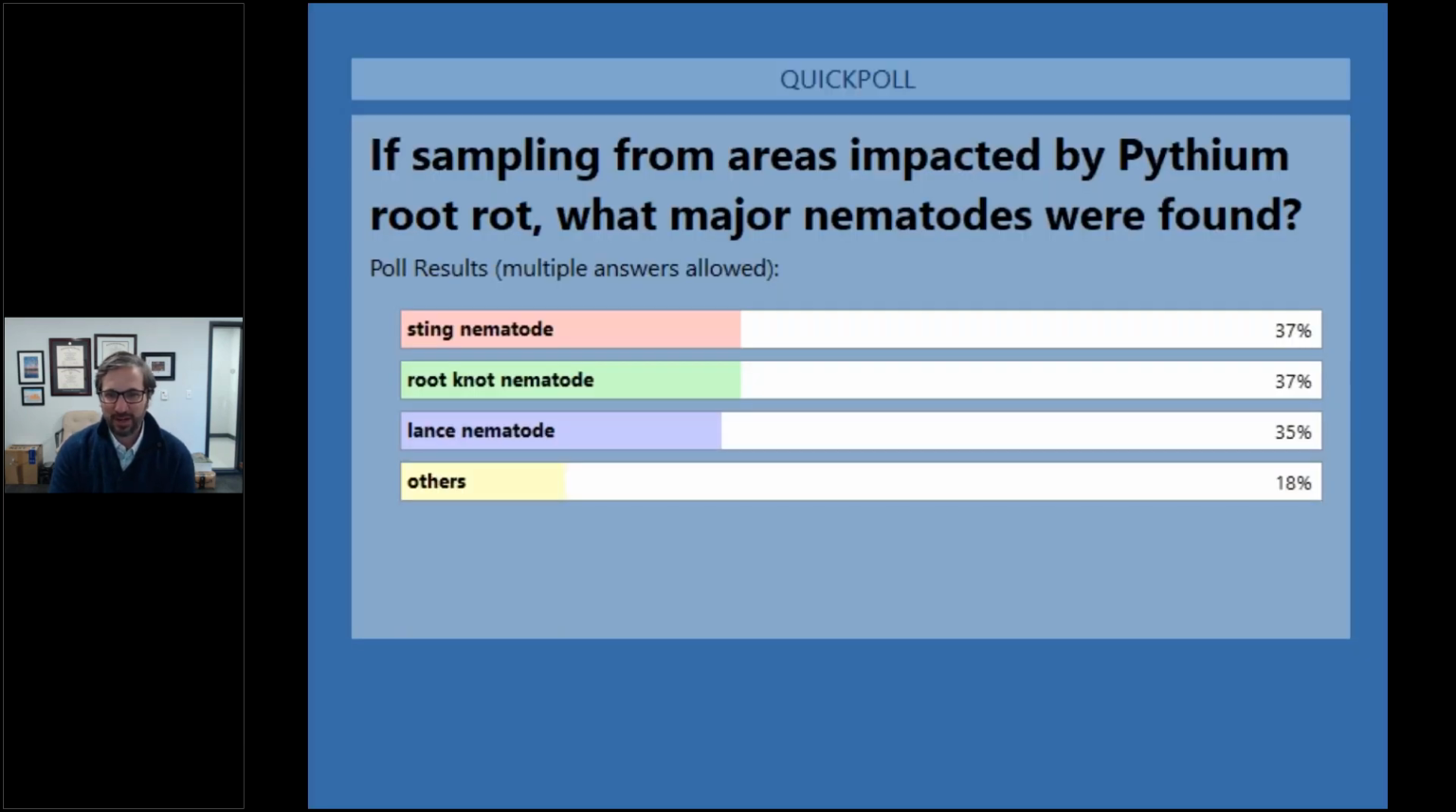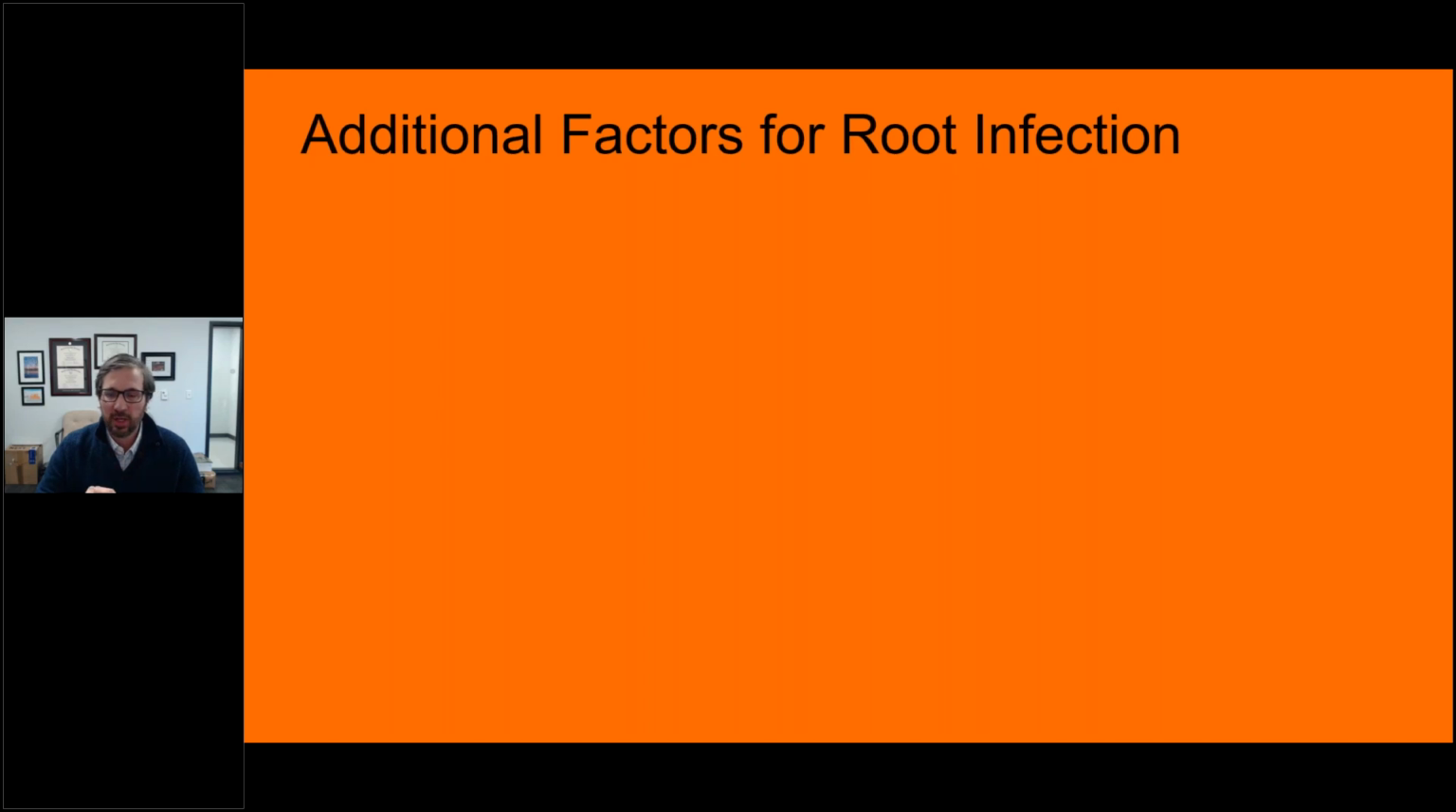All right, so a very close tie there with sting and root knot. And interestingly enough, I did expect some lance. I didn't expect it to be high, and then obviously, a fair bit of others. Now, in thinking about that other category, obviously this could be ring nematode, spiral nematode, sheath nematode. There are a lot of different nematode species that can impact both cool and warm season turf, and we see them on a frequent basis.